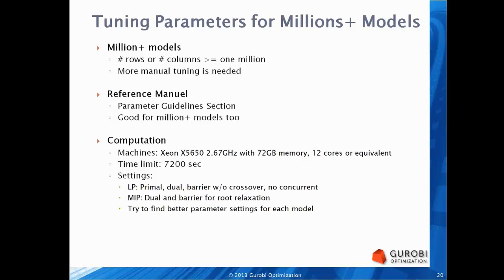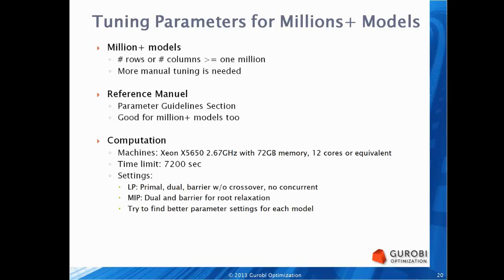For the settings we tried for LP, we always try primal, dual, and barrier with crossover first. If all three are hopeless, then we will try barrier without crossover. But we don't try concurrent. The reason is memory issues and also cache issues. For the MIP, we always try using dual to solve the root relaxation. That's the default. And we also use barrier to solve the root relaxation. And for each model, we try hard to find a better parameter setting if they are not solved quickly.